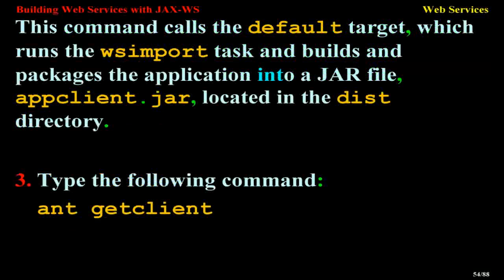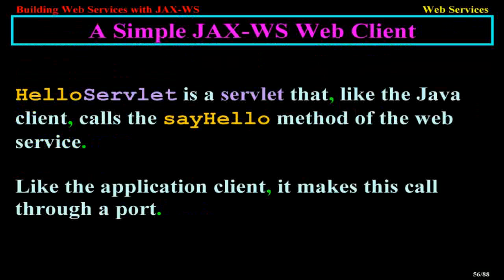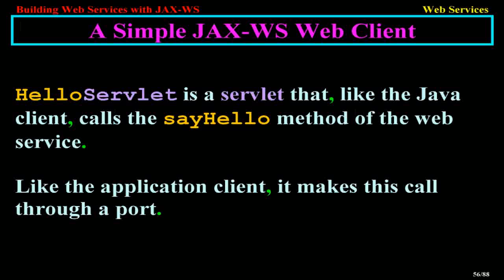Type the following command: ant getclient. This command deploys the appclient JAR file and retrieves the client stubs. To run the client, type the following command: ant run. A Simple JAX-WS Web Client.